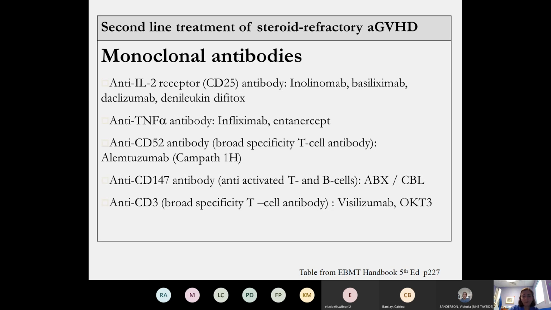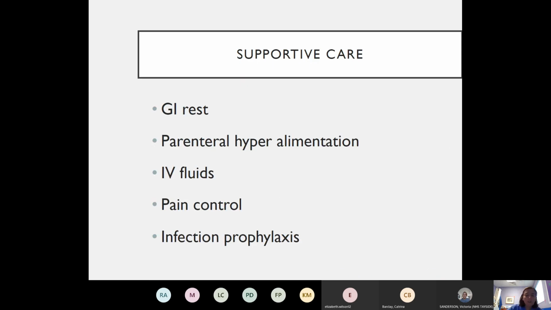it can be effective, but all of these MABs make you very immunocompromised, so they come at a cost. You risk increasing the risk of viral reactivation and other potentially life-threatening consequences. It's really important not just to give more immunosuppression, but to up your supportive care for patients with graft versus host disease, because they're very immunocompromised.